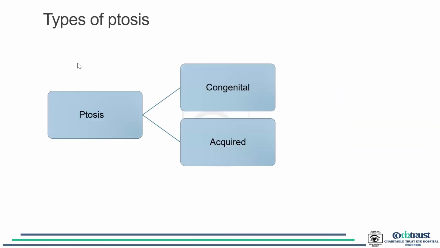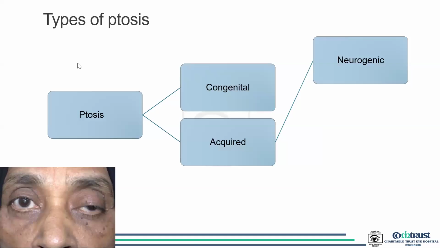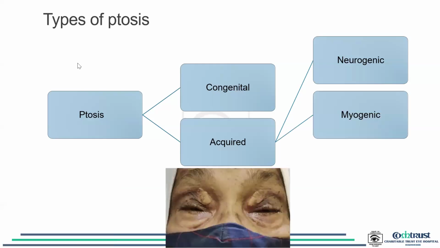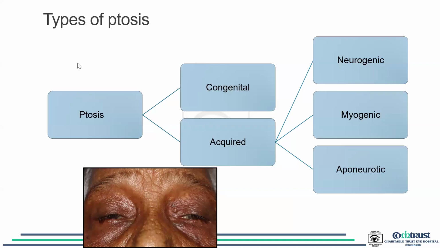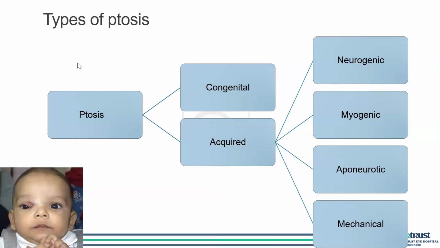If you're looking at the acquired causes, then you have the neurogenic, which includes third nerve palsies, Horner syndrome, and myogenic, which are the mitochondrial myopathies, such as chronic external ophthalmoplegia and the oculopharyngeal dystrophies. And targeting the neuromuscular junction is myasthenia. And a common form of acquired ptosis is the aponeurotic or the involutional type, where there is dehiscence of the LPS or the levator muscle, and mechanical, where there is an upper lid lesion.